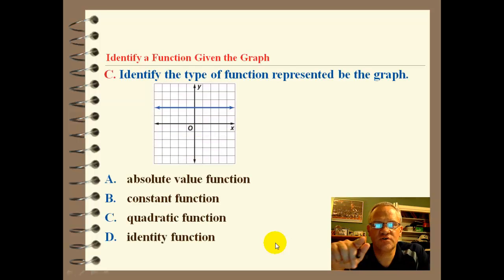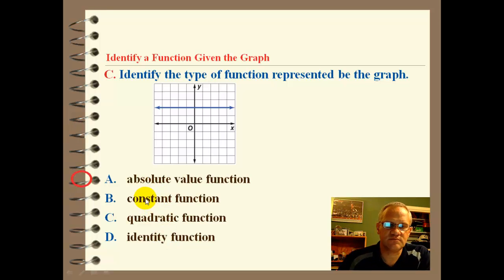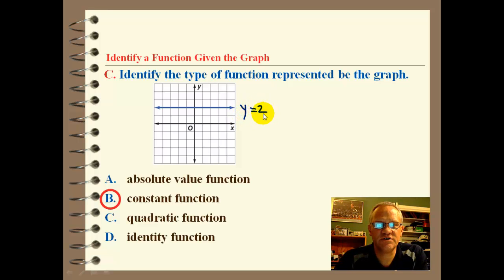Okay, a line that goes straight across there. What kind of function is that? Here's our choices. We got some choices this time. Is that an absolute value? Does it make a V? Nope, it's not that one. Remember the quadratic we talked about makes a U. It's not that one. So is it an identity or is it a constant? It's a constant. And so you notice that's where it's straight across. And this one here, what would the equation be? It would be y equals 2.